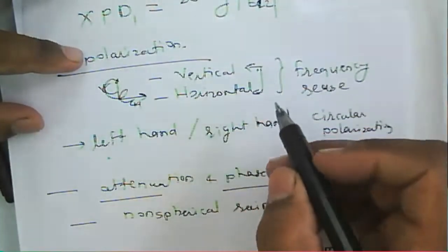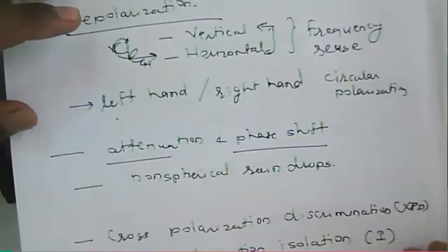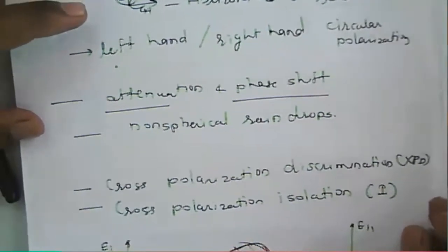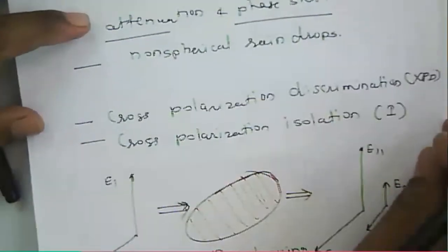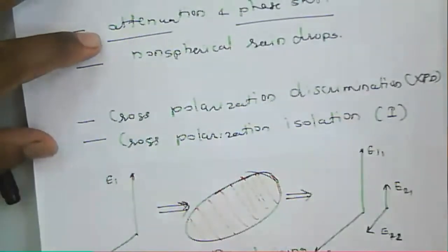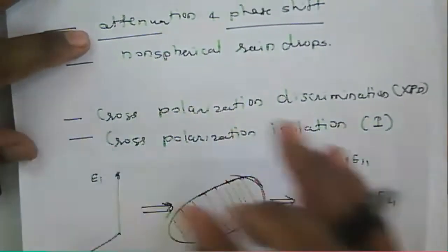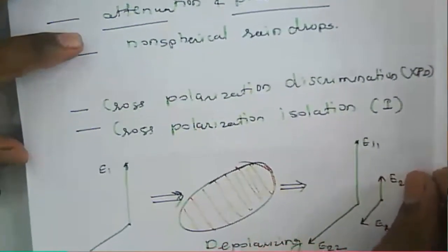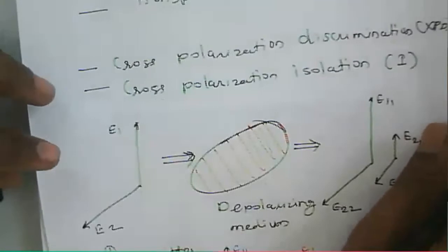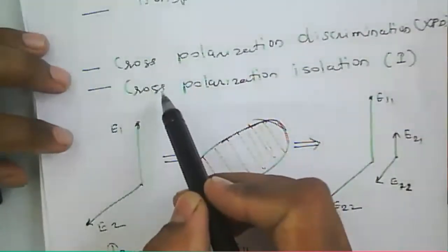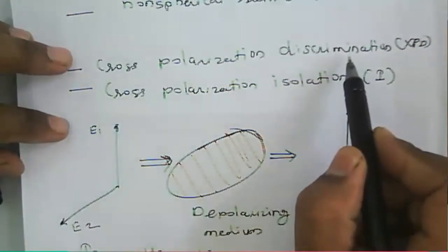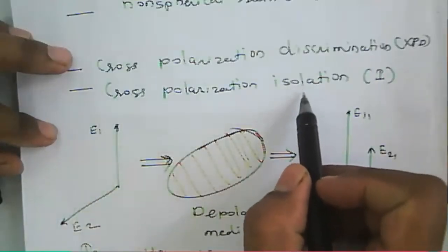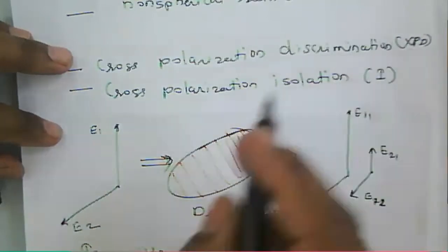Now when we transmit the signal, it gets attenuated and there will be a phase shift. Because of that attenuation and phase shift, and because of that frequency reuse, depolarization takes place. Now, there are two types of depolarization. One is the cross polarization discrimination factor, XPD, and another one is the cross polarization isolation.